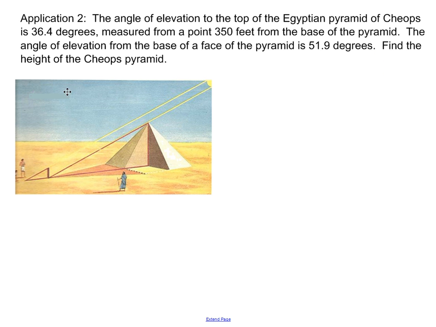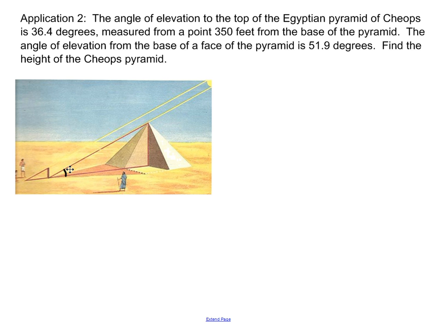So let's try a separate application this time. Let's try this idea right here. The angle of elevation to the top of the pyramid of Cheops is 36.4 degrees, measured from a point 350 feet from the base of the pyramid. Now, if we go to the angle of elevation from the base of a face of the pyramid, we get 51.9 degrees. So I've got this diagram right here, and I see that the angle I'm talking about in the first part of the sentence is right here.